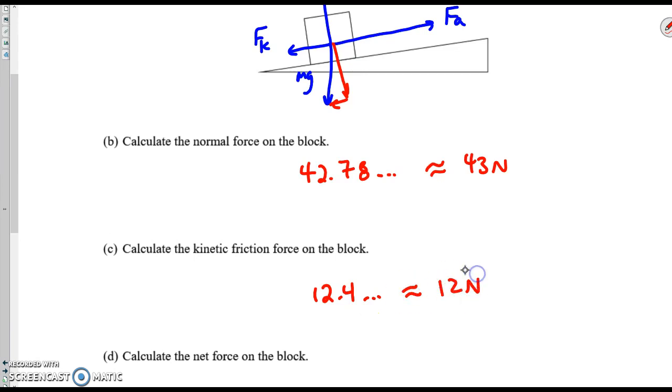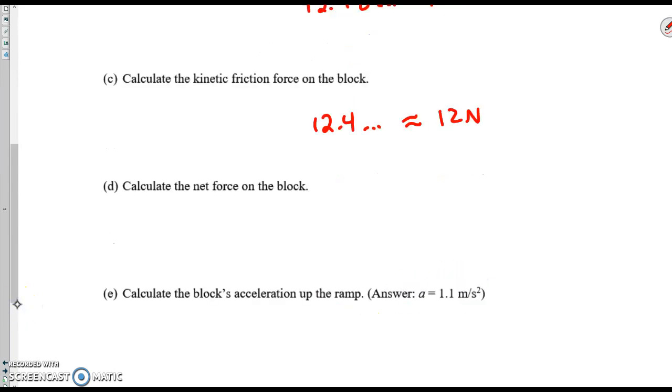We round to 12. The net force, when we add up all the forces on the x-axis, because there are none on the y, the net, well, there are forces, but they just cancel. The net force is going to be 5.8 when we round, and the acceleration comes to 1.1.